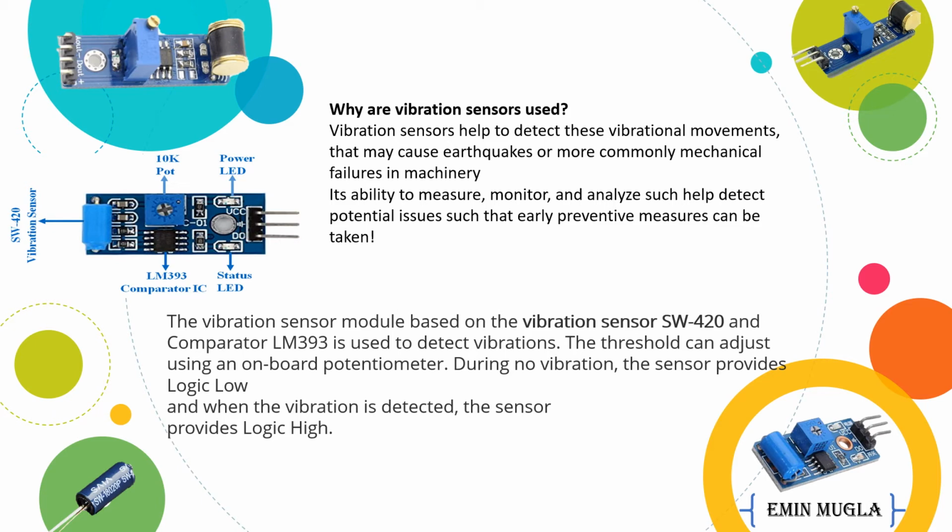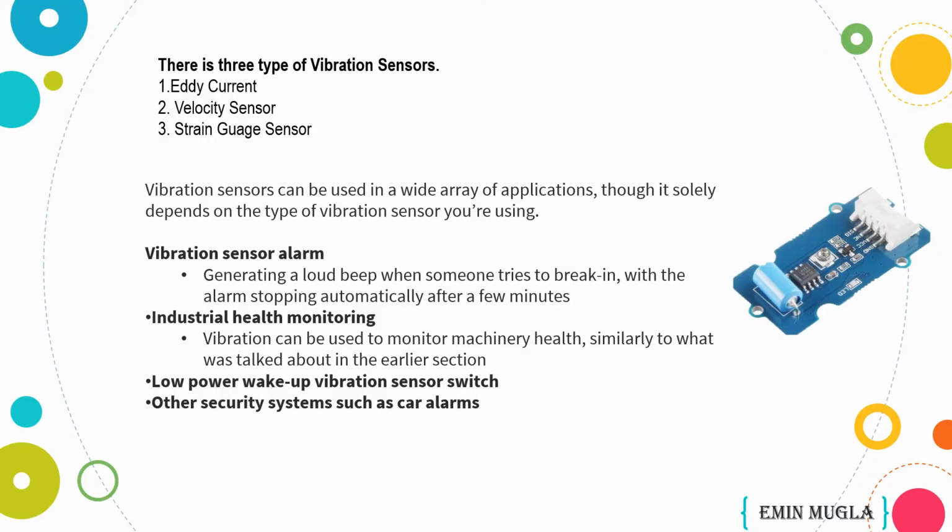The vibration sensor model based on the vibration sensor SW420 and the comparator LM393 is used to detect vibrations. The threshold can be adjusted using an onboard potentiometer. During no vibration, the sensor provides logic low, and when vibration is detected, the sensor provides logic high. There are three types of vibration sensor. One of them is eddy current. The second one is the velocity sensor. The third one is the strain gauge sensor.